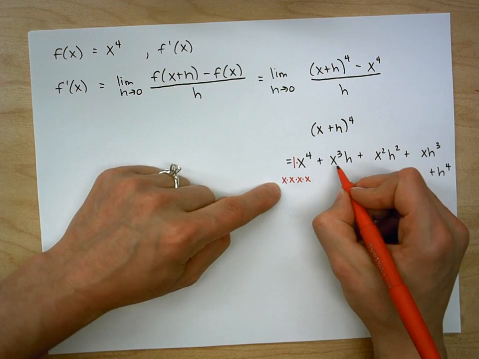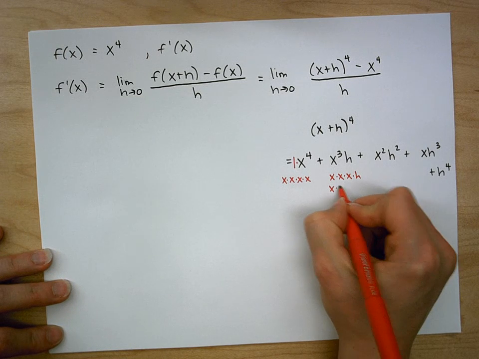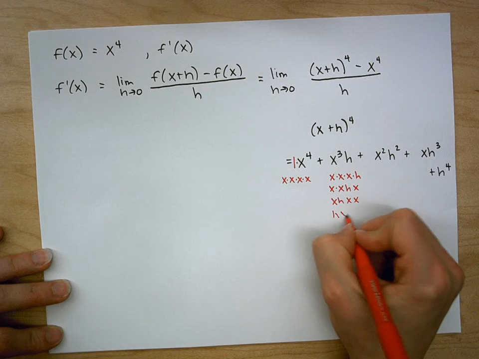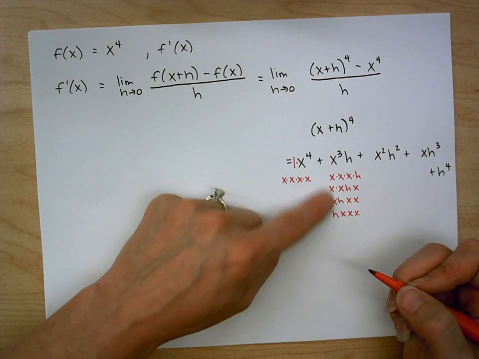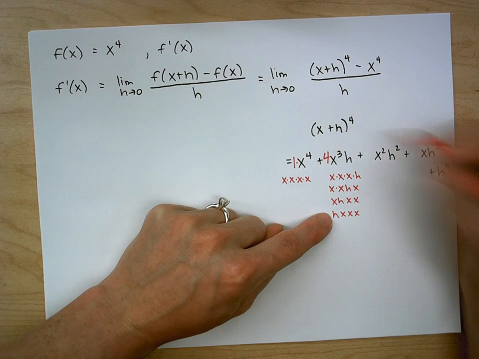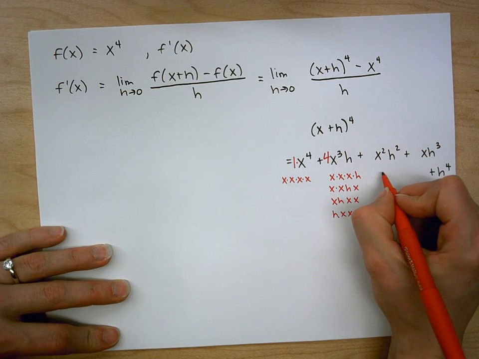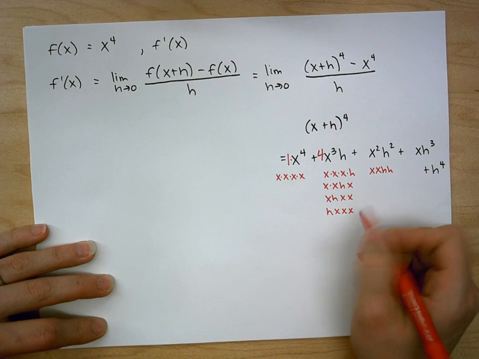An x cubed h, I could have xxxh, xxhx, xhxx, hxxx. Those are all of them, so we have 4 different possibilities for making an x cubed h. Now an x squared h squared, let's see how many we could make with this. This, of course, is a possibility, xxhh.